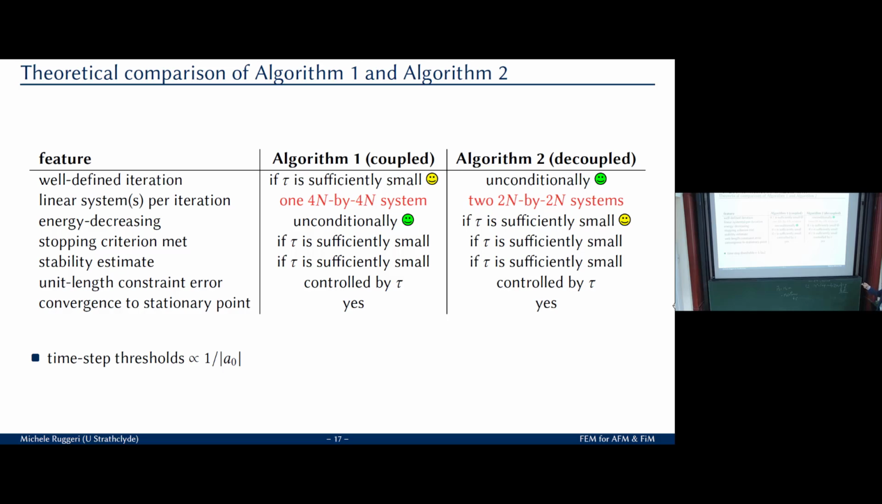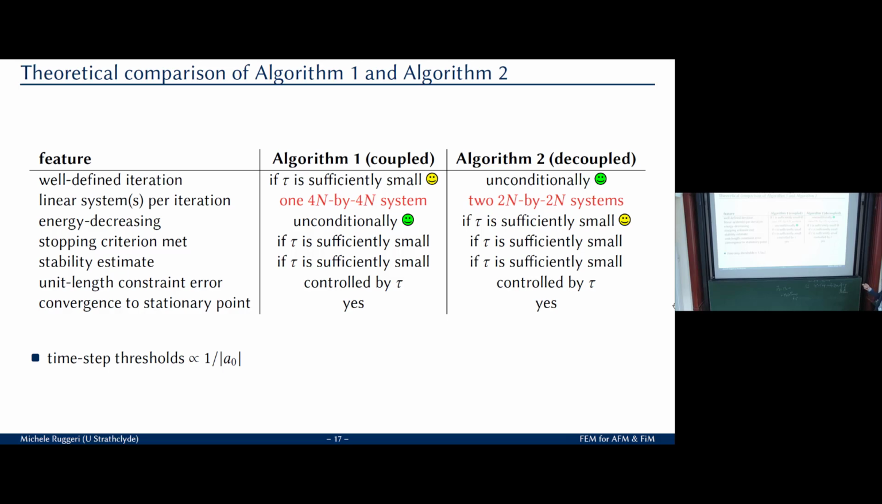And the other difference, highlighted in red, is that I have to solve one 4n by 4n system, where n is the number of vertices. I have my finite element functions, which are vector valued, so 3n, and I have two of them, so 6n, but I have two constraints for the orthogonality, so minus n, so I end up with 4n. Here the overall number of unknowns is the same, but I have two 2n by 2n systems.